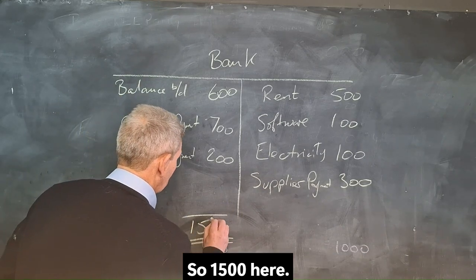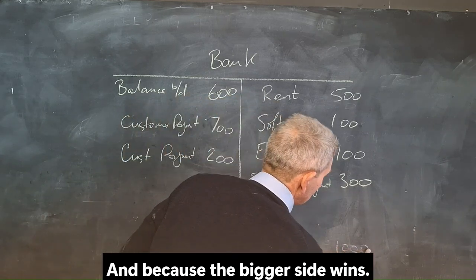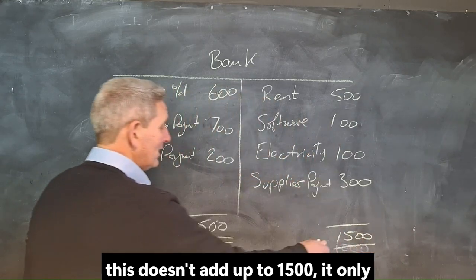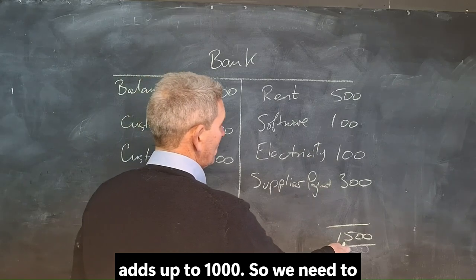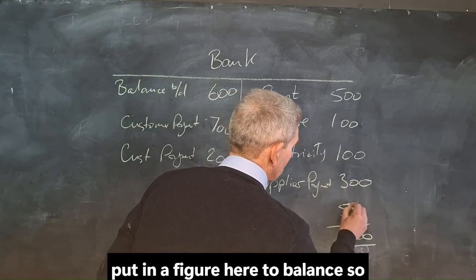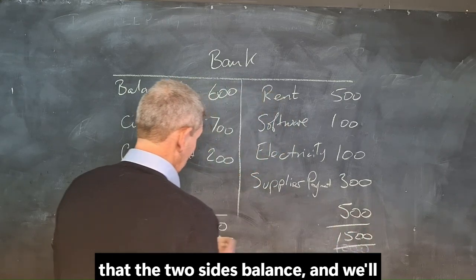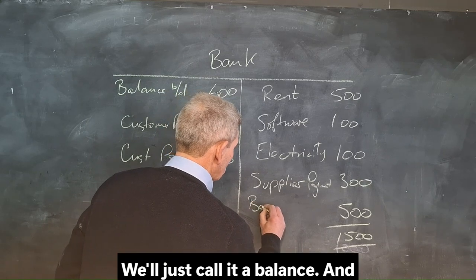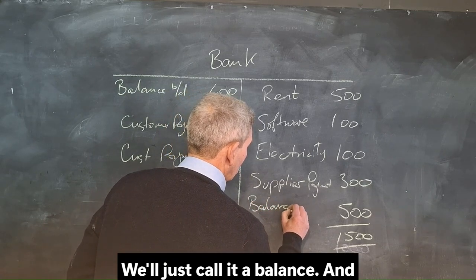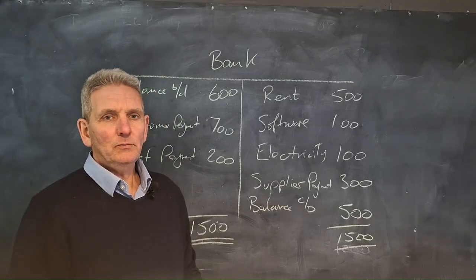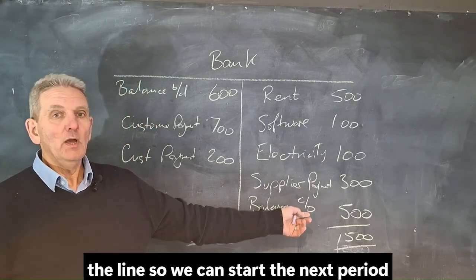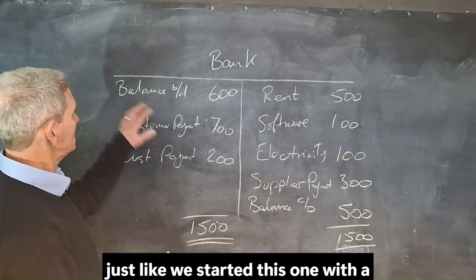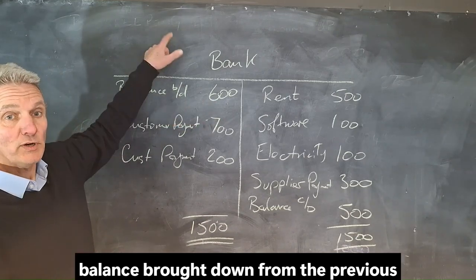So 1,500 here. And because the biggest side wins, this is also going to be 1,500. But this doesn't add up to 1,500. It only adds up to 1,000. So we need to put in a figure here so that the two sides balance. And we'll call this a balancing figure. We'll just call it a balance and we'll carry it down. We'll then carry this balance down below the line so we can start the next period with the correct balance on the account, just like we started this one with a balance brought down from the previous period.